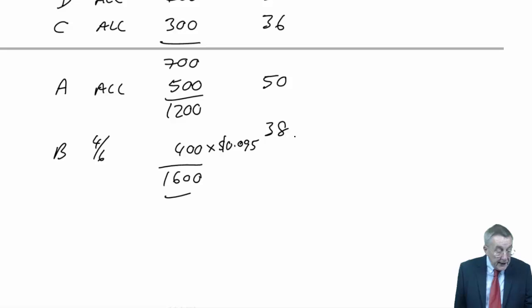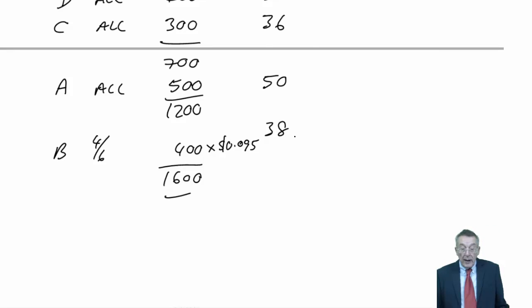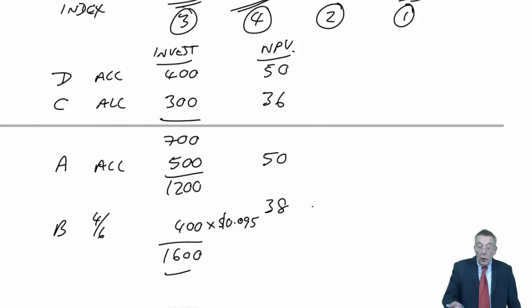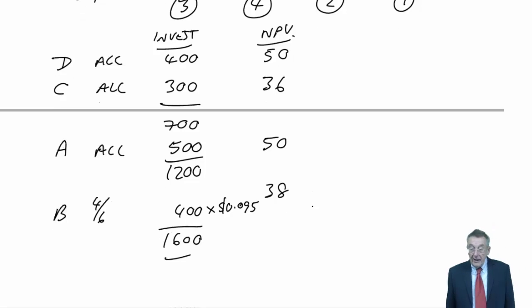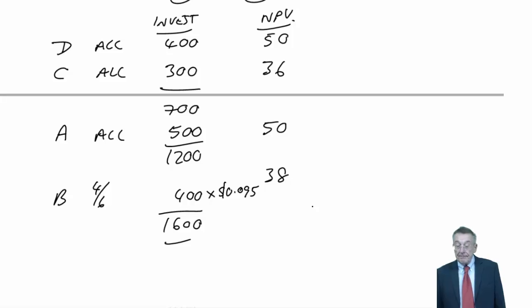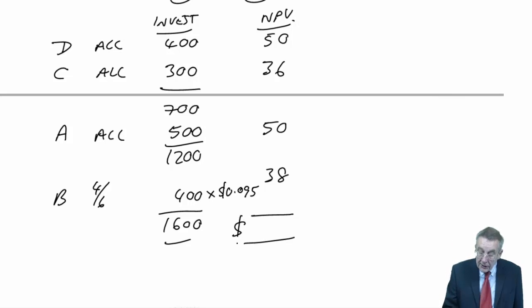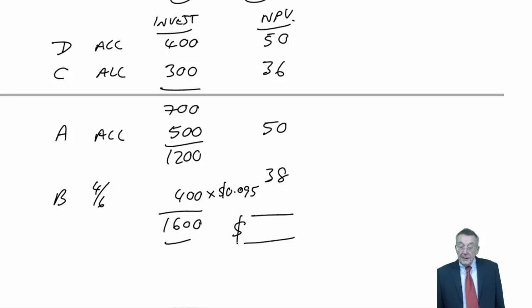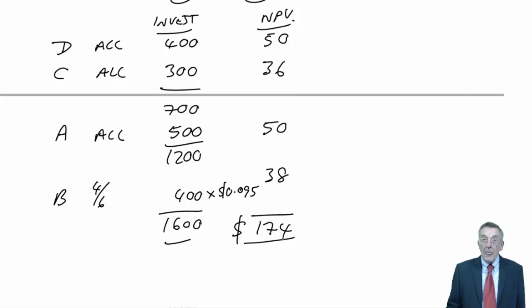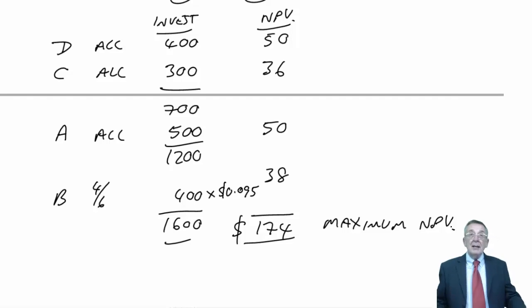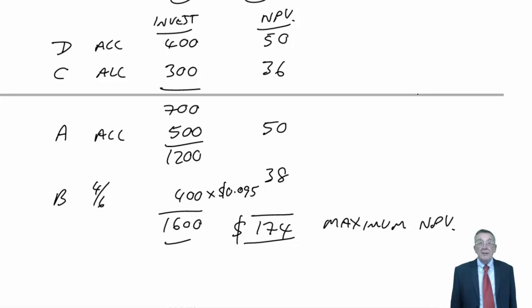The exercise actually only said, what should our decision be? Well, there you are: all of D, all of C, all of A, and a fraction of B. If you did say, as is quite likely, what will be the maximum total NPV? The total NPV: 86, 136, I think 174. And that is the maximum NPV that we could generate. Try any other way, the NPV will be lower.